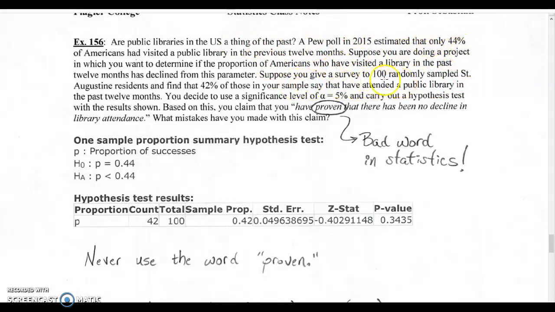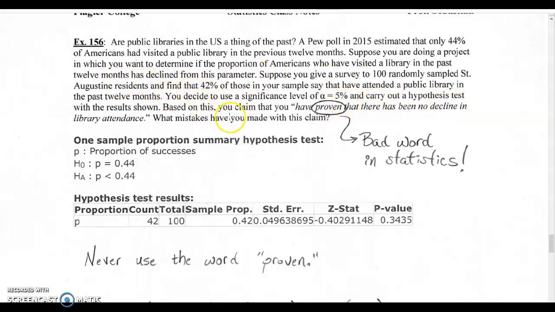Let's say we give a survey to 100 randomly sampled St. Augustine Reds, and we find that 42% of those in our sample say they have attended a public library in the past 12 months. So what I'm interested to find out is whether that 42% of our sample is enough below the 44%, which we're going to have to assume is the truth, to say that we can reject 44% and that the actual proportion of people who visit the library is less than that 44%? So we decided to use a level of significance alpha of 5% and carry out a hypothesis test.